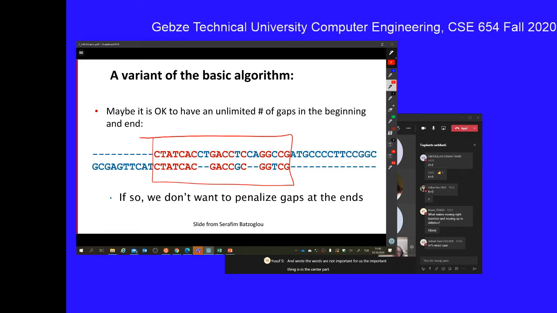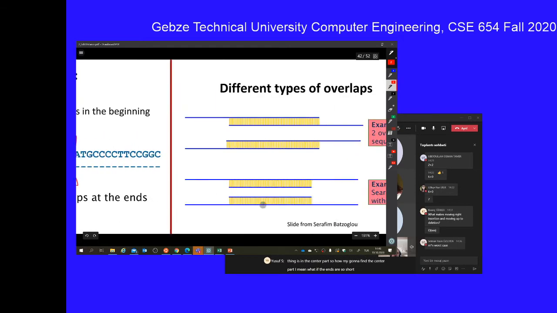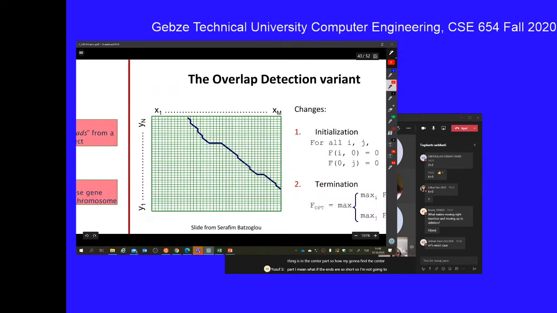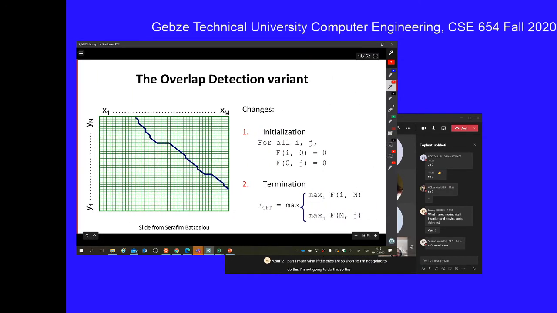So how am I gonna find the center part? I mean, what if the ends are so short? So how am I gonna do this? So this is what I do. Remember our initialization? It used to be I and J, right? So they say that don't do that. Don't do I and J. Instead, do 0 and 0.